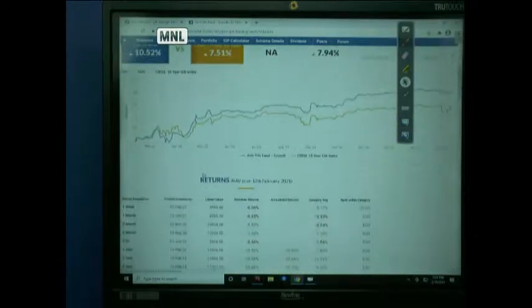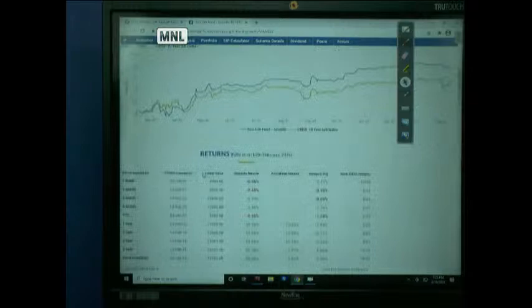Axis Gilt Fund, if you look at it, 1 year return is 10.52%. And 2 years is 12.09, 3 years is 10.05, 5 years is 8.77. So a very, very decent return in the debt market.